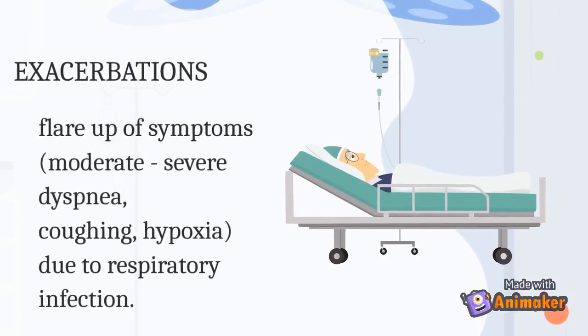Next, we'll talk about exacerbations. Patients can experience episodes of symptomatic flare-ups called exacerbations. These episodes can persist for several days and range from moderate to severe dyspnea, coughing, and/or hypoxia. Multiple factors can be a cause for these exacerbations, but the most common are viral or bacterial respiratory infections.